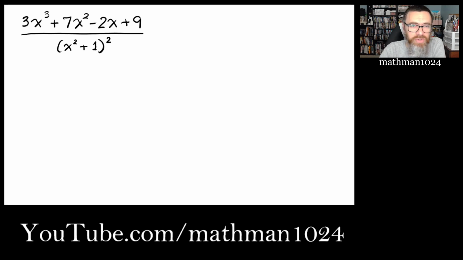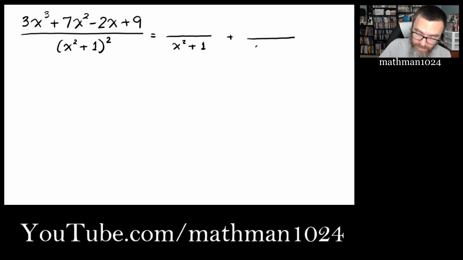Right, here we go with another example. Now this time we have an irreducible quadratic factor of degree 2. So just like we had with the linear factors, we expect this to be something over x squared plus 1, and then we expect another fraction to be over x plus 1 quantity squared.